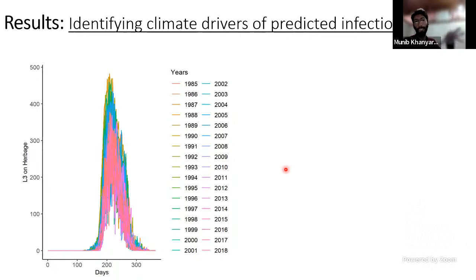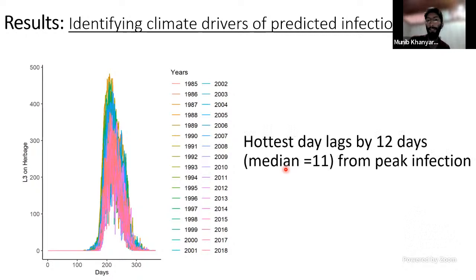We also looked at how this might have changed in the last 20 years by looking at historical data. And again, what we find, and there's lots going on in this graph, is that the hottest day of the year for these last 20 years lags by 12 days from the peak of infection. Again, what I'm trying to show here is that in our system, temperature appears to be a very good cue to know when peaks of infection might happen. And if you know when peaks of infection might happen, you can already start doing something about those to reduce them.